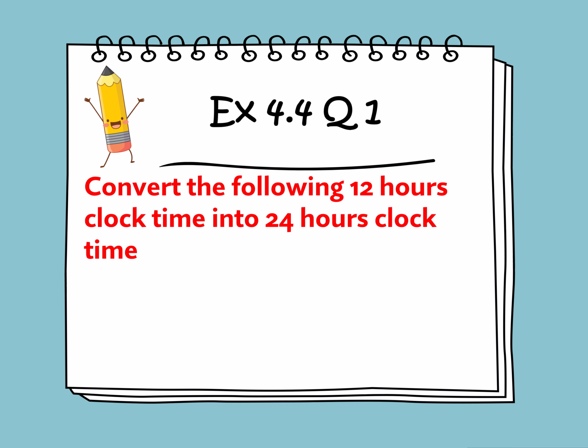This is exercise 4.4, question number 1. Convert the following 12-hour clock times into 24-hour clock times. The first time is 7:45 PM. Now we have PM with the time. It means we will surely change it to convert it into 24-hour clock time. What is the shortest way to convert it? Yes, we will add 12 to the hours. 7 plus 12 is 19, and the minutes will remain the same.